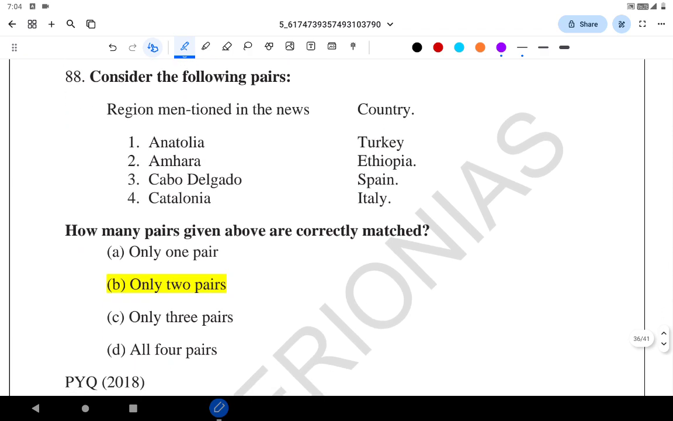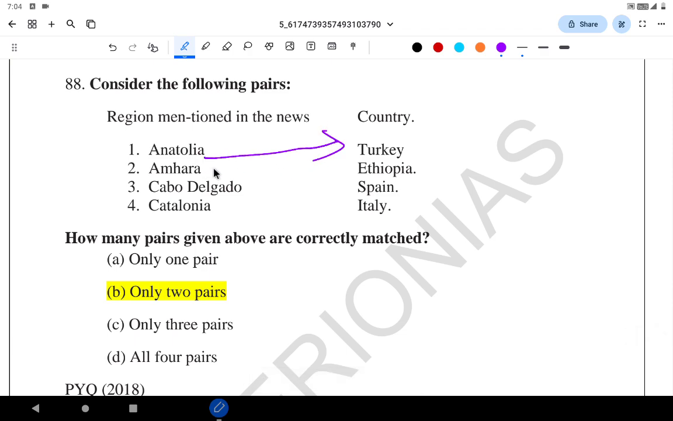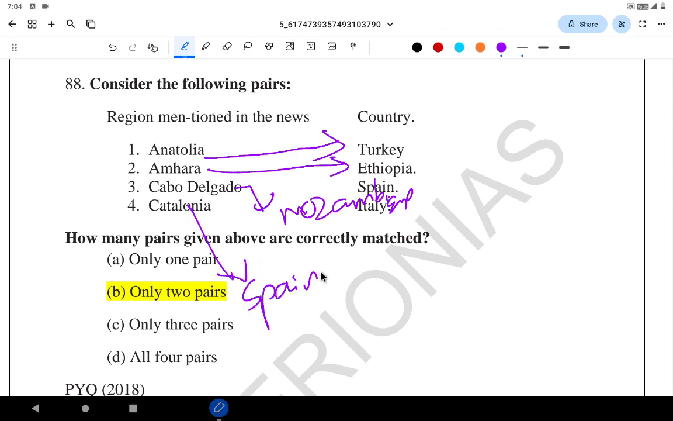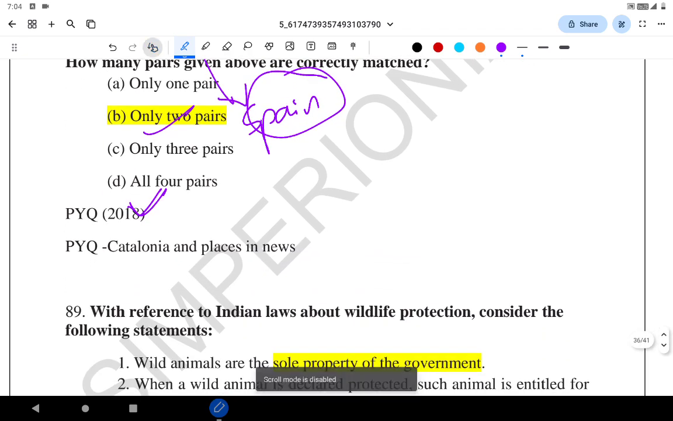Next, they have given a particular region and asked which country it is part of. Anatolia is in Turkey, correct. Amhara is in Ethiopia, correct. Cabo Delgado is in Mozambique. Catalonia is in Spain. Only two are correct. I think Catalonia and Spain was asked in the PYQ in 2018 as well. And these places were in the news.